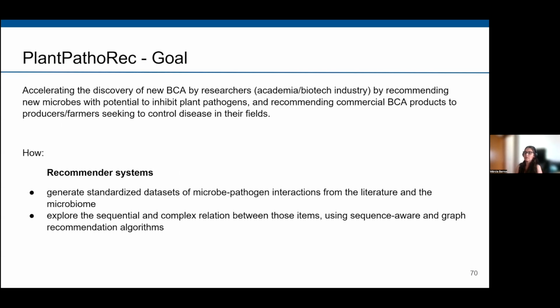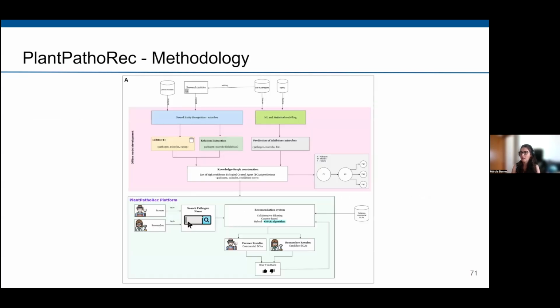So we want to generate standardized data sets of microbe-pathogen interactions coming from the literature. And we want to explore the sequential and the complex relations between these items using sequence-aware recommendations and graph recommendation algorithms. This is the main methodology. I'm going to talk a little bit about this first part here, but the final product of this project is actually a platform for farmers and researchers, where these users will have access to some recommendations on what to study and what to use.